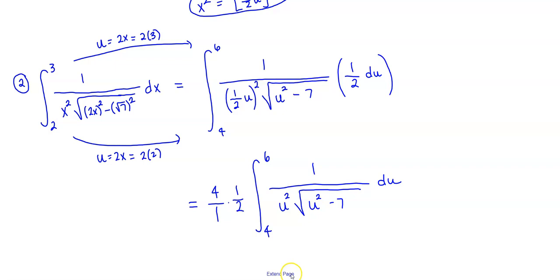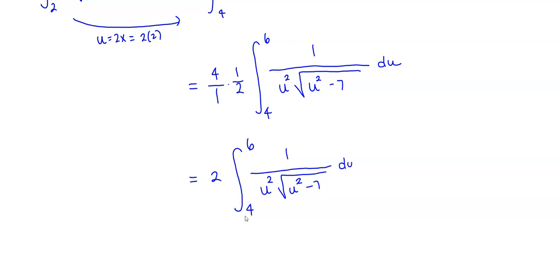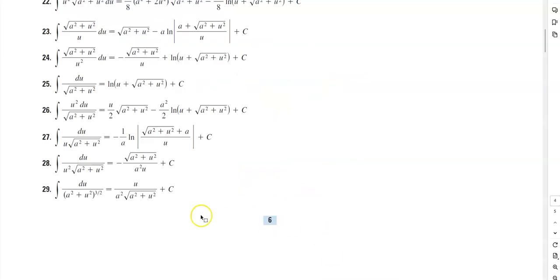Okay, so now we're almost done. We just need to simplify this 4 divided by 2. And that 4 divided by 2 is just going to give us 2. So now we have 2, and then we're going to go from 4 to 6, 1 over u squared times the square root of u squared minus 7 du. And now we need to find this type of form using the tables, okay, meaning the table of integrals. So can we find one that has something similar to this? So let's go and take a look.